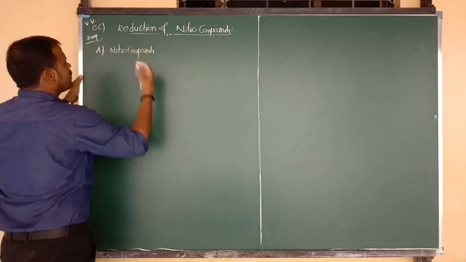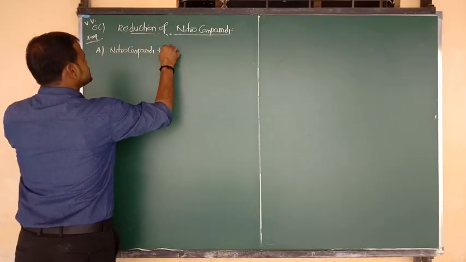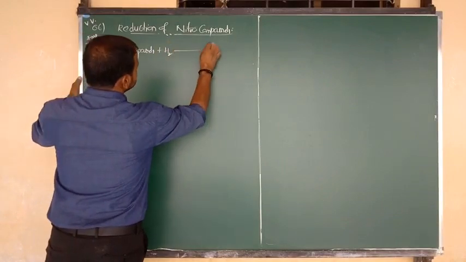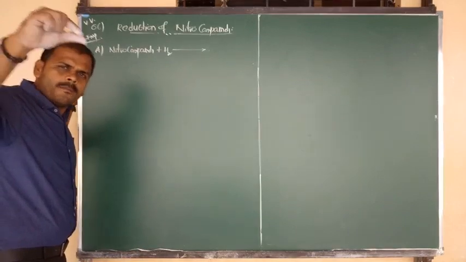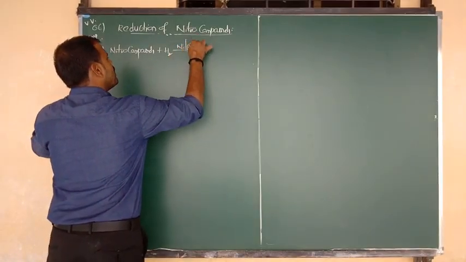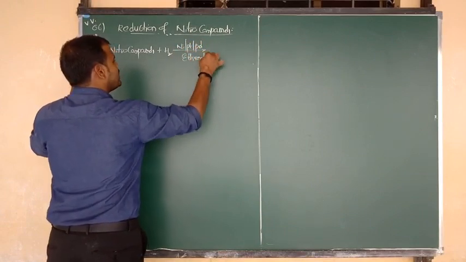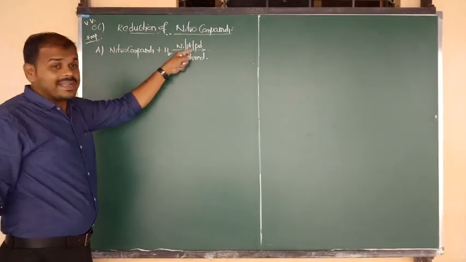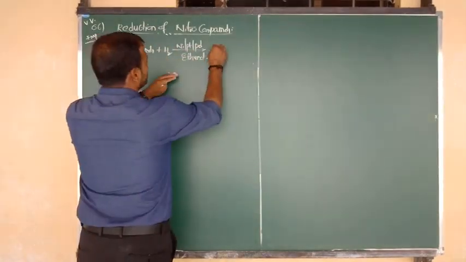What are we writing? Nitro compounds. Nitro compounds upon reduction, meaning addition of hydrogen. Addition of what? Hydrogen. The addition of hydrogen takes place in the presence of a finely divided powder-form catalyst, which may be either nickel, platinum, or palladium, in the presence of a supporting solvent, which is nothing but ethanol. Okay. Nitro compounds upon catalytic hydrogenation in the presence of ethanol.